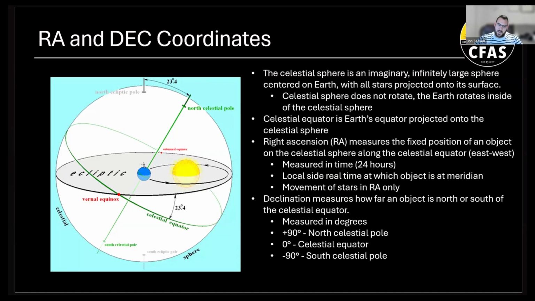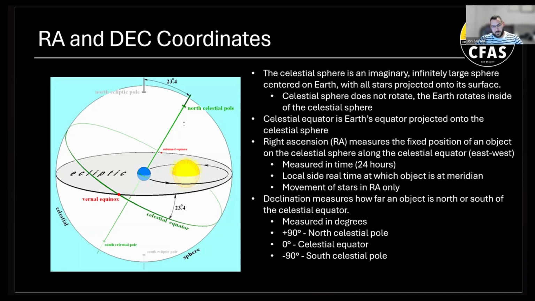All right, so we have that sphere. Now think of our equator line, this little line right here. If you project that equator onto this imaginary sphere, we call that the celestial equator. Right ascension tells you where along the celestial equator the object is. Again, the objects on the sphere are not moving.